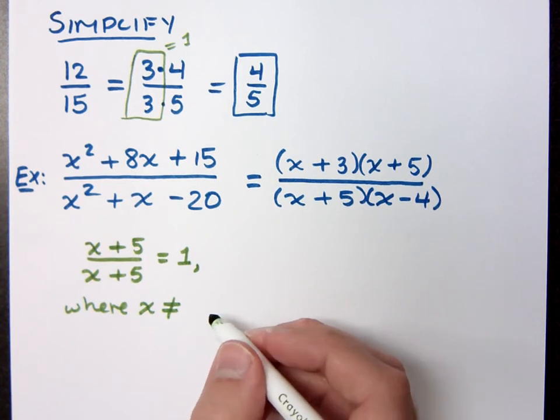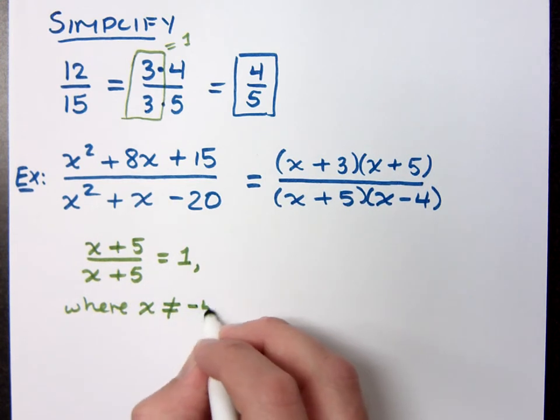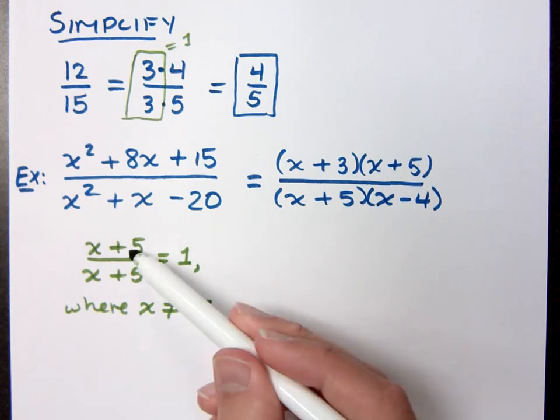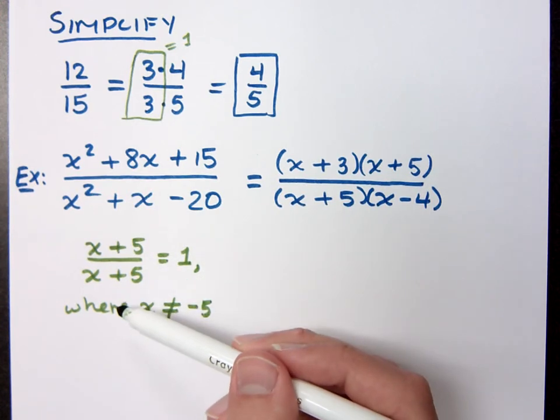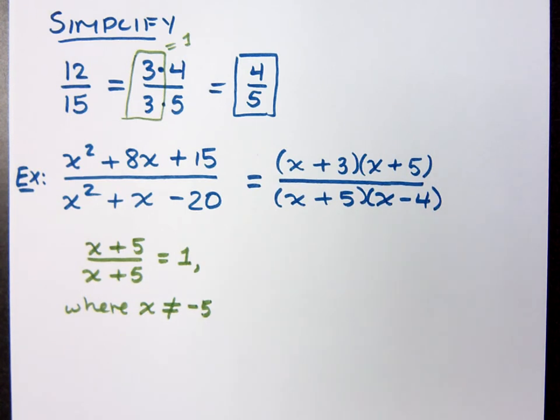If it's 0, you get 5 over 5. That's 1. But what if it's negative 5? You get 0 divided by 0, which is undefined, right? When the 0 is under the line, the expression is undefined. I should somehow record that. That way you could download it as your ringtone. When 0 is under the line, the expression is undefined.